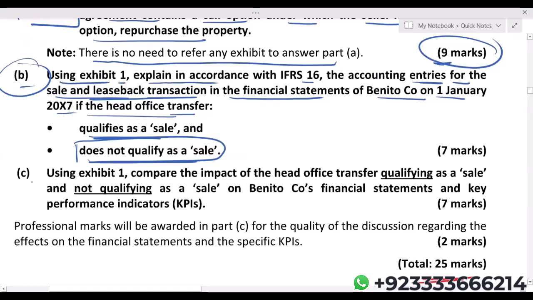Okay. Part C. Using Exhibit 1, compare the impact of head office transfer qualifying as a sale and not qualifying as a sale. When it qualifies for sale, compare that with when it is not qualifying as a sale on Benito company's financial statement and key performance indicators. Okay, number one.